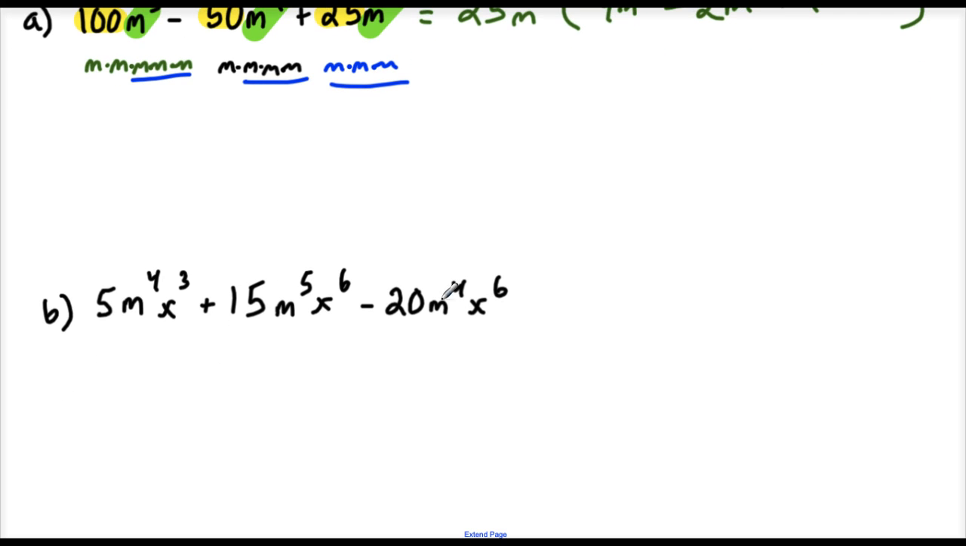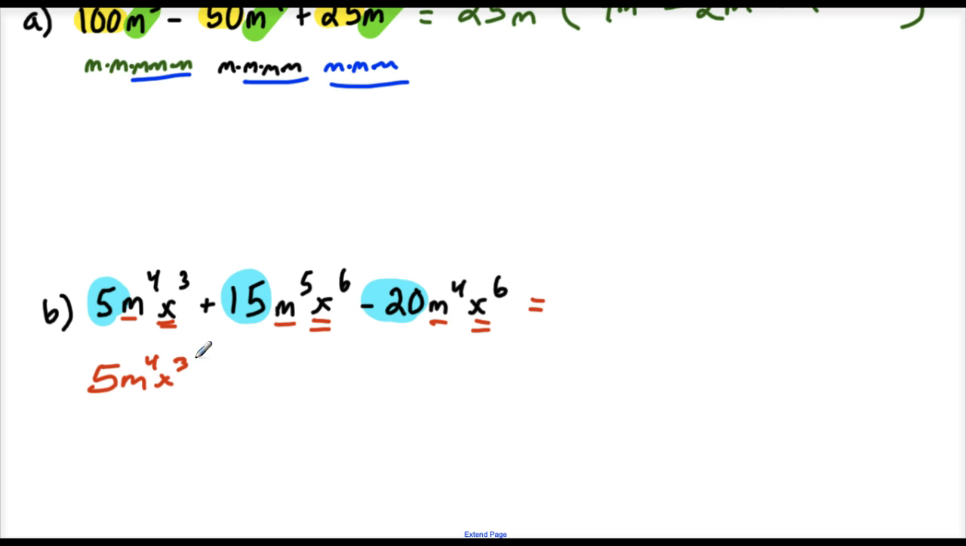Going down here to part B. Let's first look at the coefficients. So I have a 5, a 15, and a negative 20. So they each have a negative 5, or actually not negative, but they each have a 5 in common. So I'm going to factor out a 5. Now let's look at this: m to the 4, m to the 5, and m to the 4. 4, 5, 4. Well, that means the lowest one is 4. And we have x to the cubed, x to the 6, and x to the 6. The lowest one is x cubed.